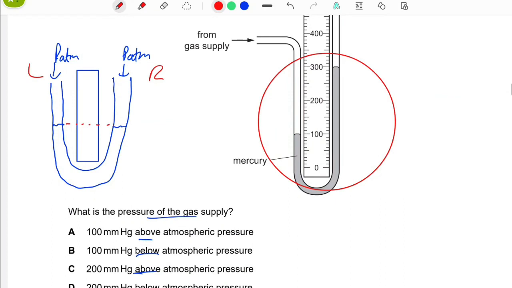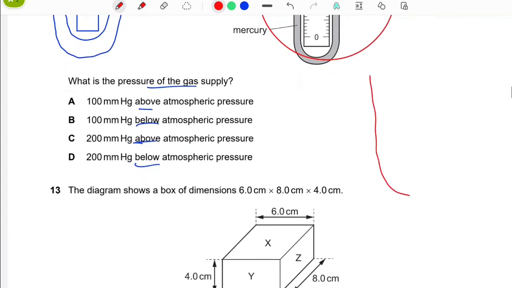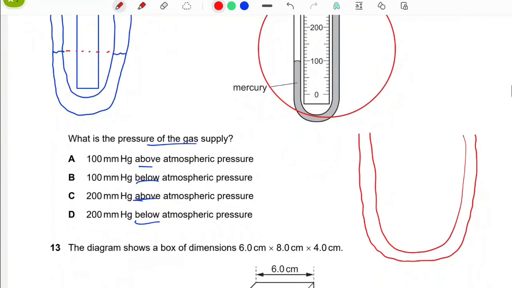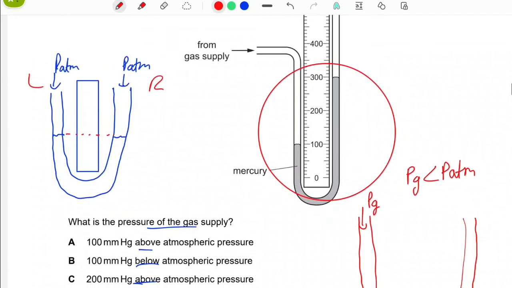Wait, let me draw it again. I hope you are able to understand what I am trying to convey. English is not my first language, but I am still trying my hard. So now we have applied a gas pressure P gas, and consider this gas pressure lesser than P atm, that is, atmospheric pressure. And here we can see, because this is the standard diagram for pressure of gas greater than P atm.